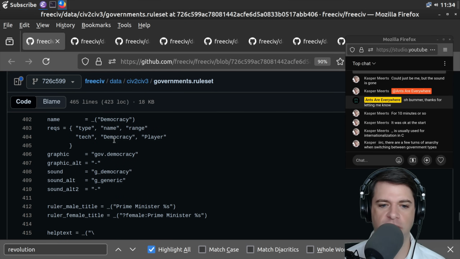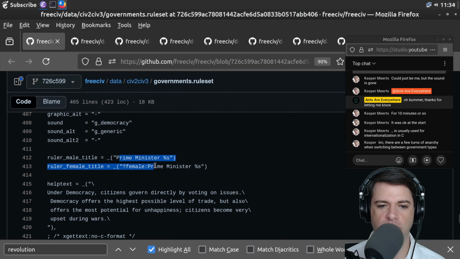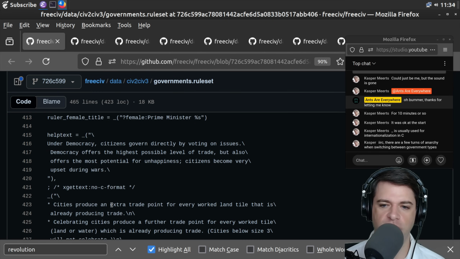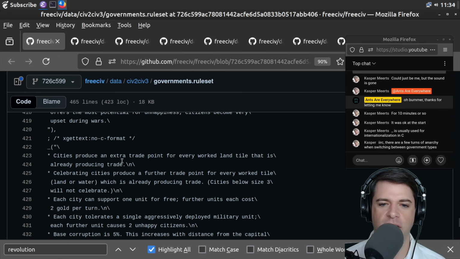Okay, and then you have a democracy, which has a prime minister. Under democracy, citizens govern directly by voting on issues. Democracy offers the highest possible level of trade, but also offers the most potential for unhappiness. Citizens become very upset during wars. Okay, so you get an extra trade point for every worked land, etc.